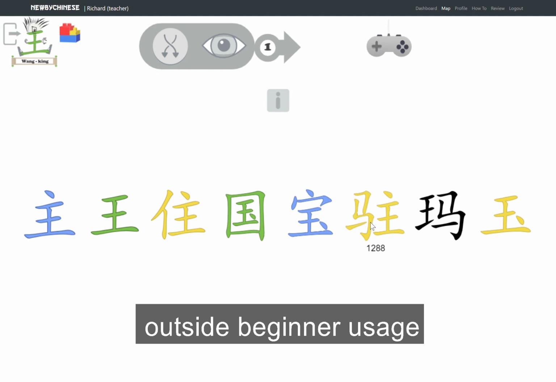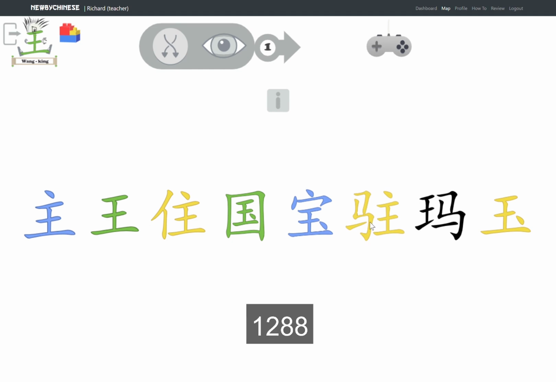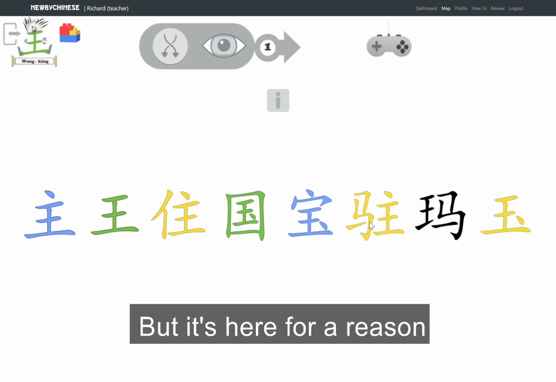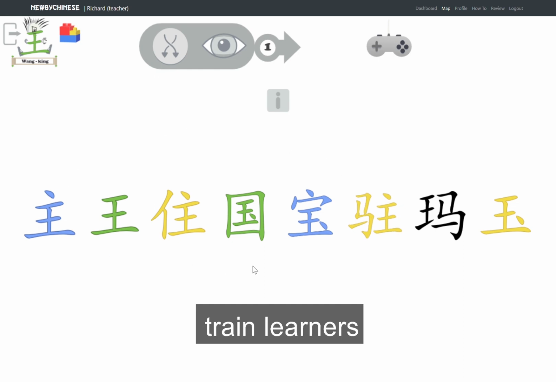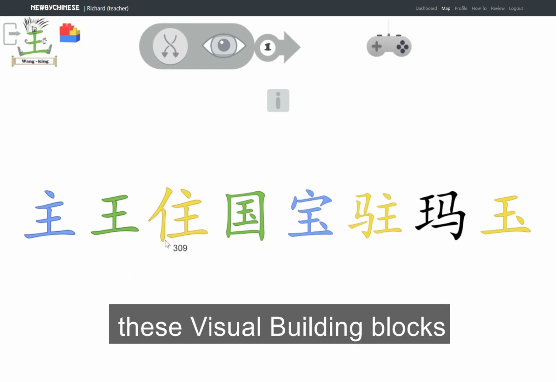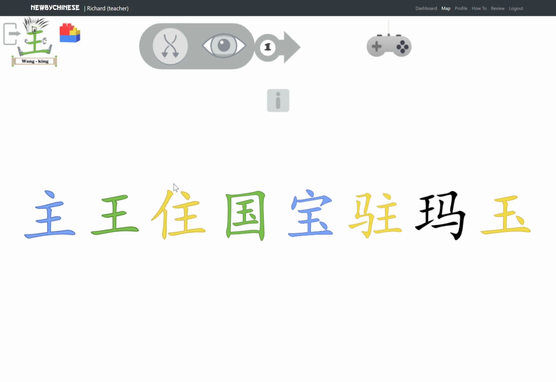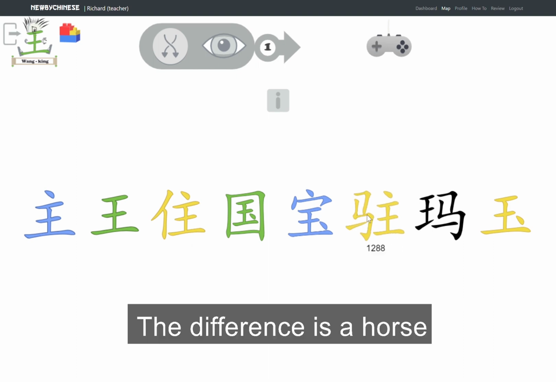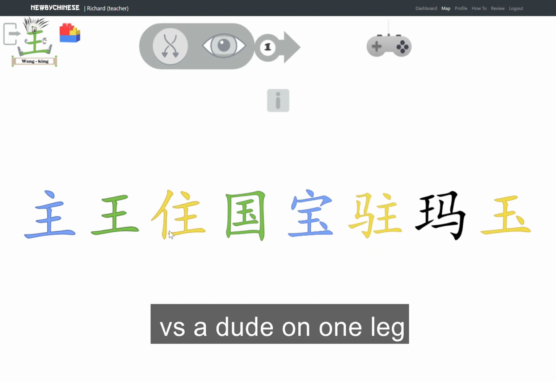1288, 1288th most used Chinese character. But it's put in here very deliberately because what we want to do is train learners from day one, their very first contact with Chinese characters, to look and read these visual building blocks. So when they see the difference here, the difference is a horse versus a dude on one leg.